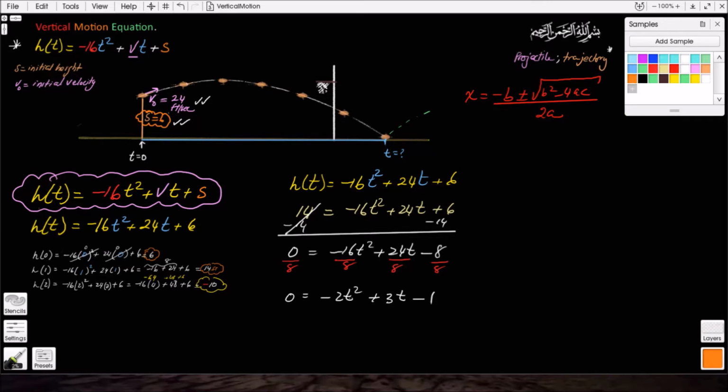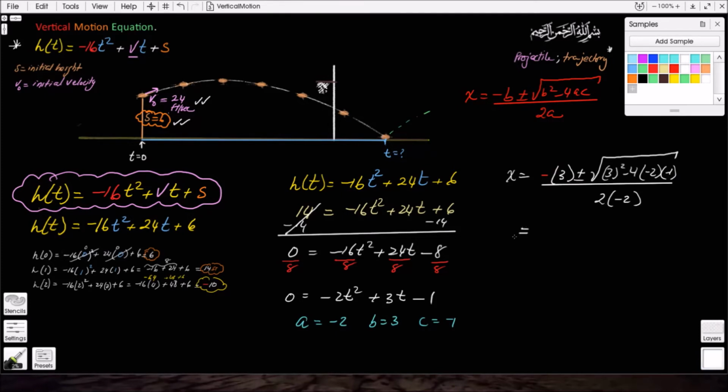Now you can use this in the quadratic formula. So a is negative 2, b is 3, and c is negative 1. Now you got to substitute this in the quadratic formula. So x is equal to the opposite of b. b is 3, so you have to take the opposite of 3.